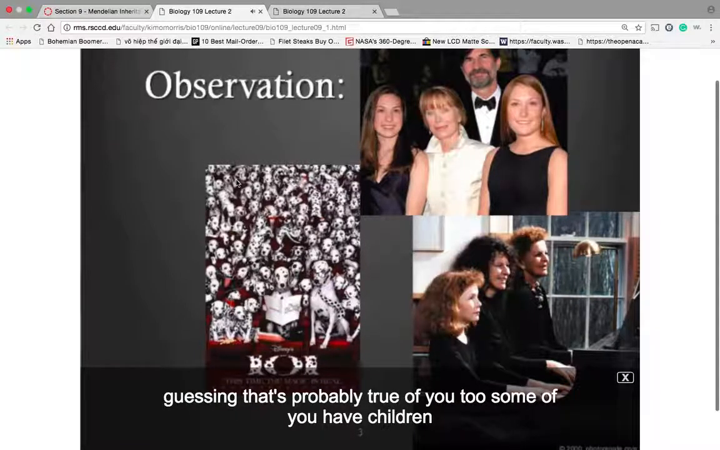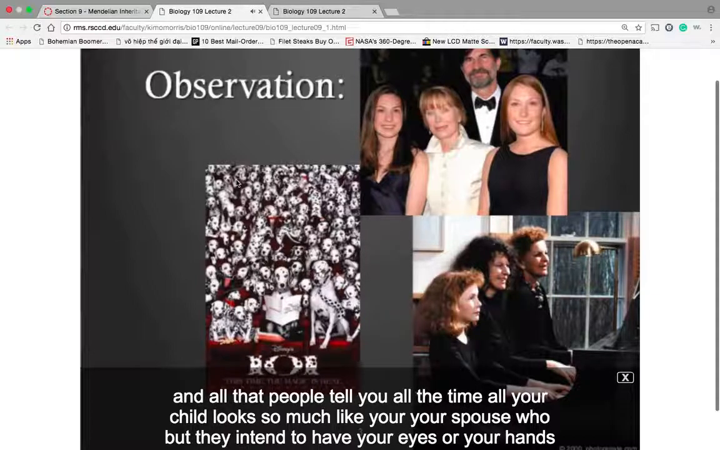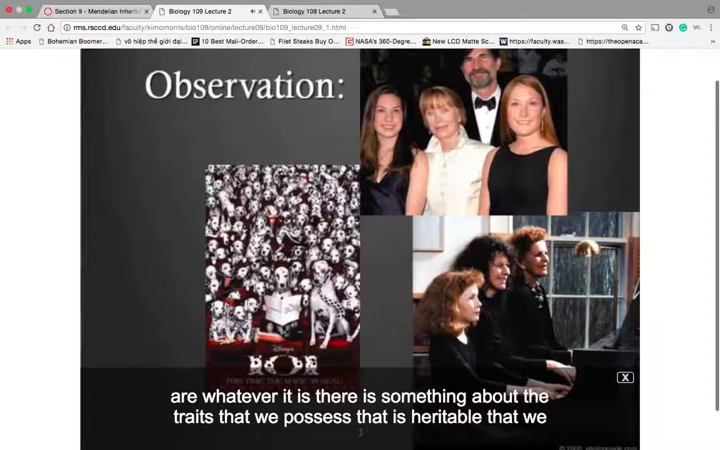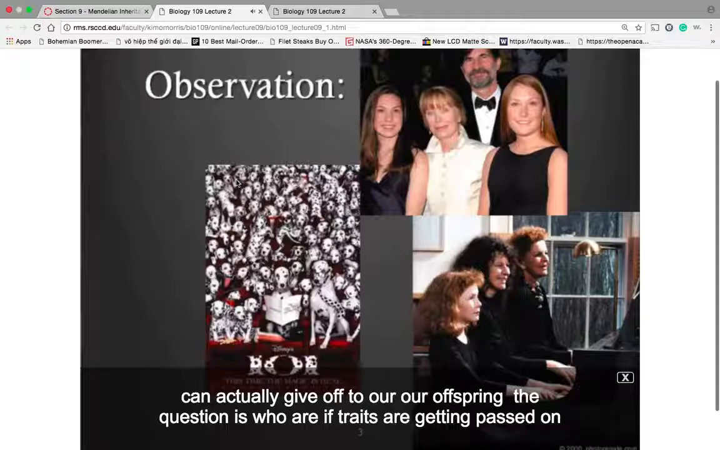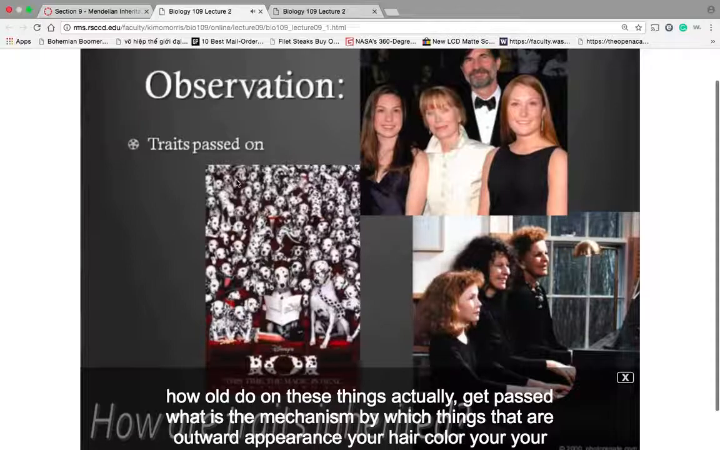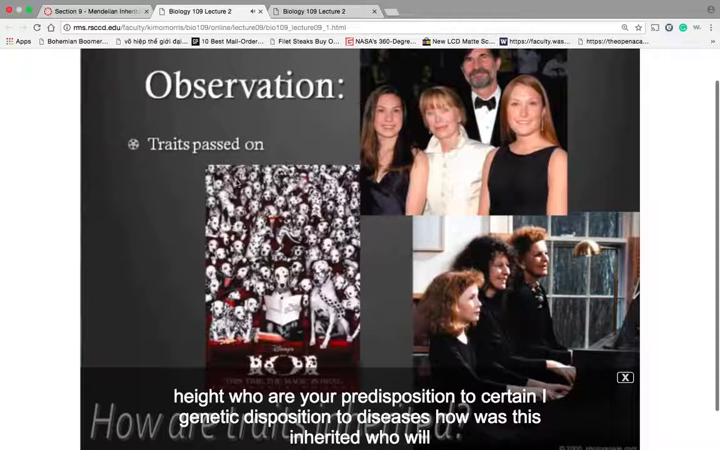Some of you have children, and I'll bet people tell you all the time, oh, your child looks so much like your spouse, but they have your eyes or your hands or whatever it is. There is something about the traits that we possess that is heritable, that we can actually give to our offspring. The question is, if traits are getting passed on, how do these things actually get passed? What is the mechanism by which things like outward appearance, your hair color, your height, your predisposition to certain genetic conditions or diseases, how is this inherited?